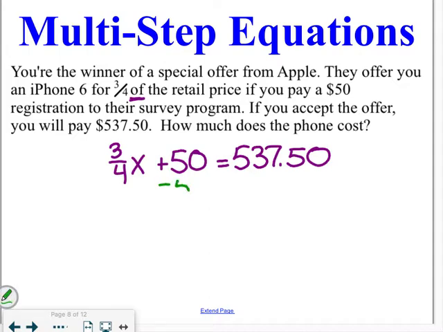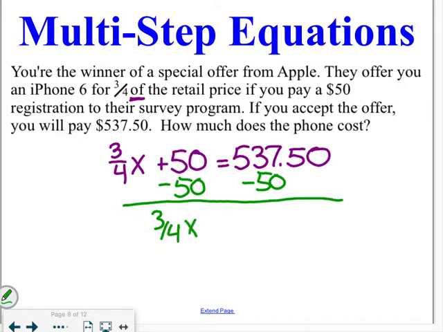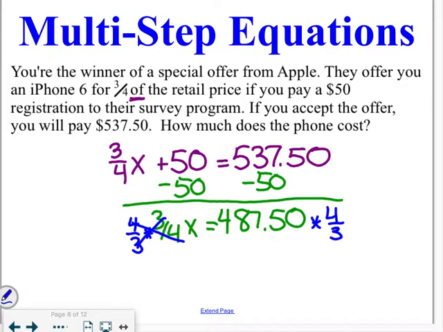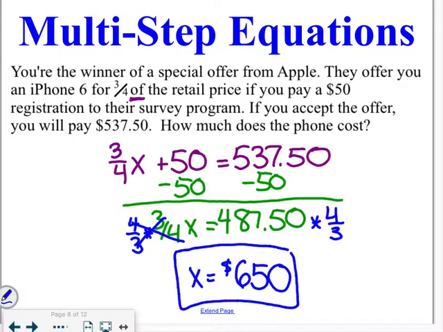Then we would need to solve it first by subtracting $50. So we end up with 3/4 x is equal to $487.50. Then in order to get rid of a fraction, you multiply by its reciprocal. So we multiply both sides by 4/3, and we end up with a final answer of x is equal to $650. So our original price was $650. Again, it's a word problem, so I have a label on it.